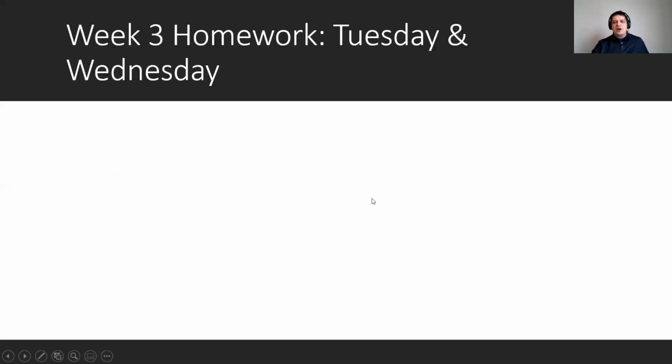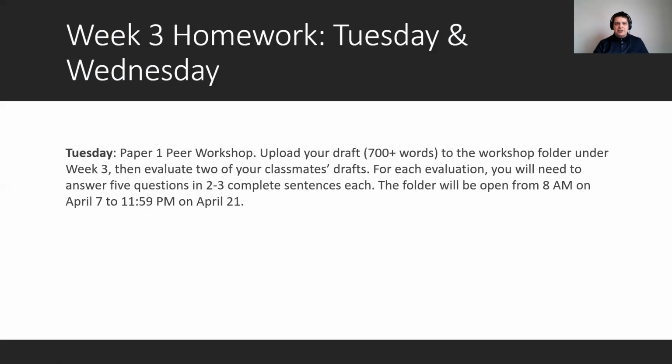Let me finish off by going over the week 3 homework, because it's going to change format just slightly. Rather than having a lecture or a discussion, on Tuesday, we will have our Paper 1 peer workshop. So your assignment for that day, take a couple of steps. First, you're going to upload your draft to the workshop folder under week 3. Notice there are 2 folders. One is labeled peer workshop, the other is labeled rough draft. You want the first one for this step, and your draft needs to be at least 700 words long to get credit.